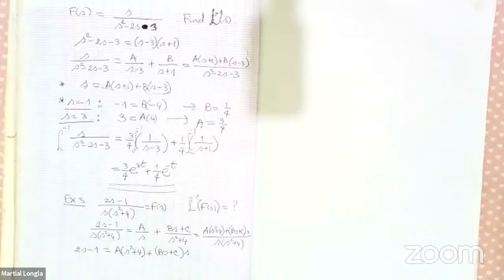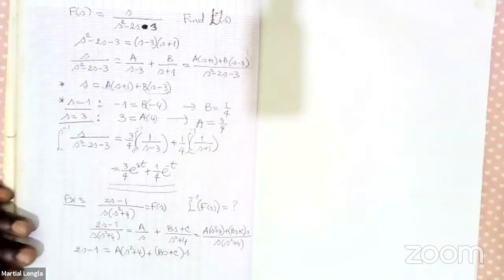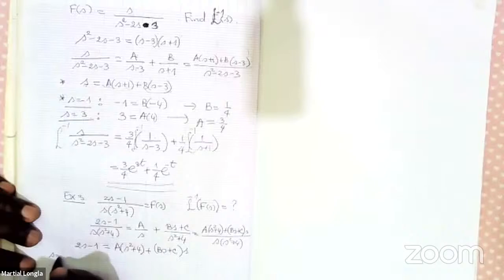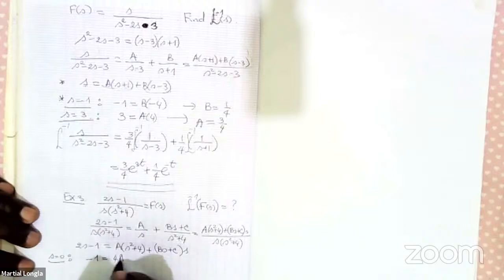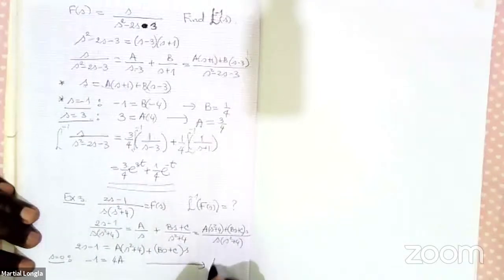And again, you plug in the numbers that make the terms 0. What are numbers you can plug in here? What do you think? S is equal to 0. First one is 0, so s equals 0. Life is beautiful. Plug it in here. -1 equals 4a, and the rest is 0. So right away, a equals -1/4.